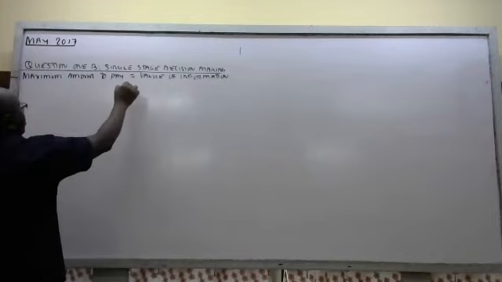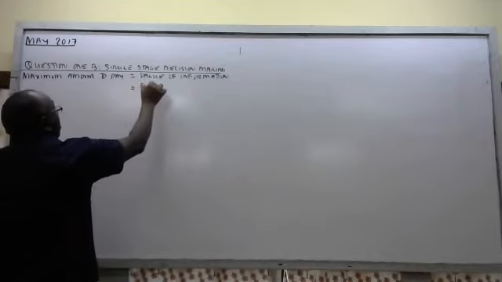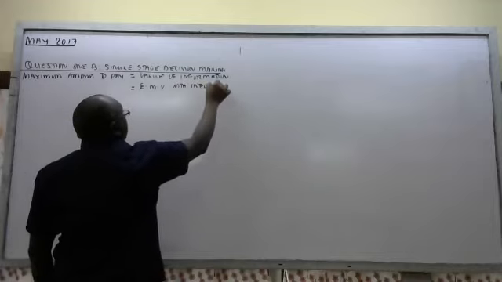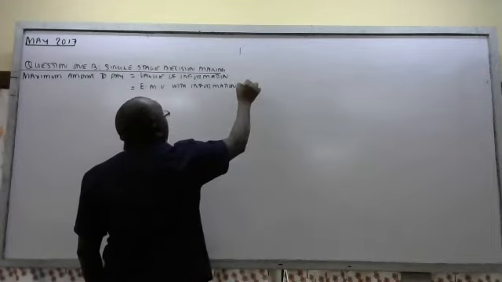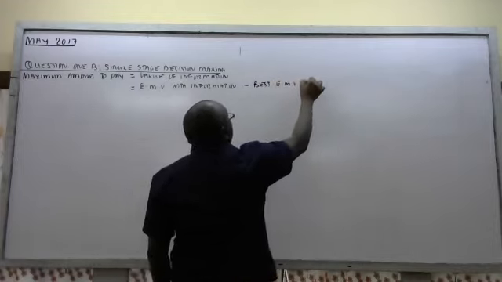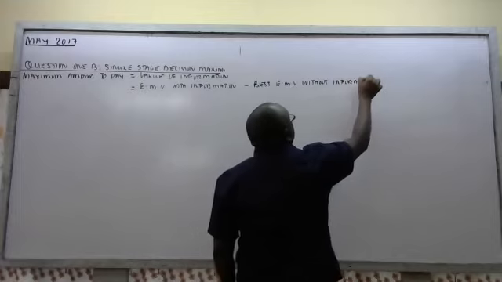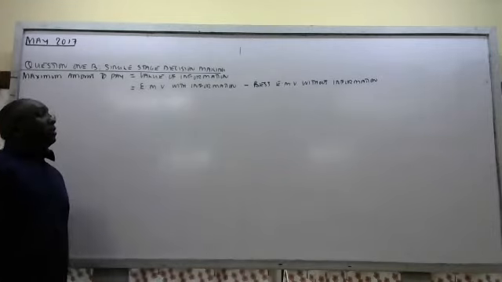So how do you get value of information? Value of information is the expected monetary value with information minus best expected monetary value without information. That is how you go about it.